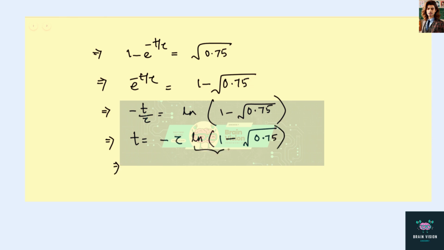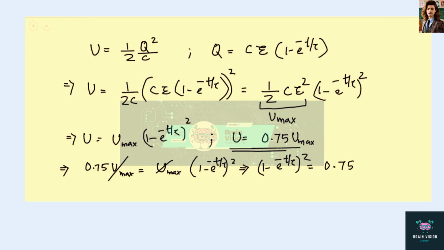And if we solve this part, we get t equal to 2.01 tau. So this value will be a negative value, but there is already a negative sign here, so negative times negative becomes positive, and that becomes 2.01. So the time is 2.01 time constants. So this is the time needed in order for the potential energy to reach 75% of the maximum potential energy.